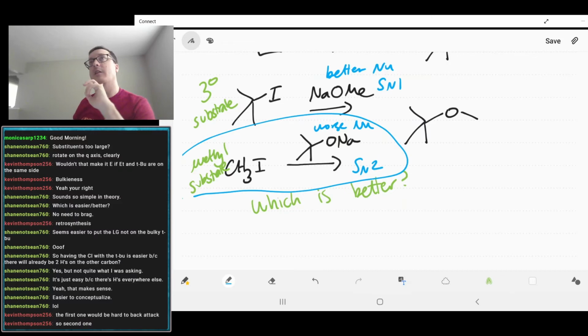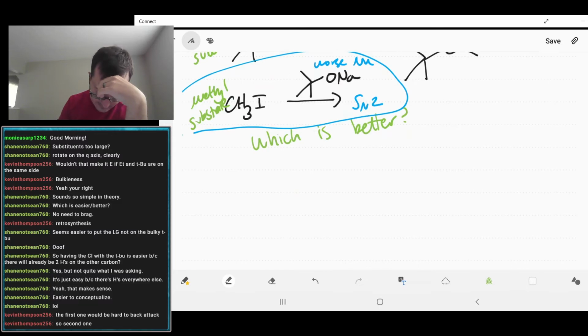So a lot of this stuff you just have to think about. You have to think about what's best here. Do we want to run the risk of elimination with a substitution? Never. We never do. So ideally, we want a nucleophile that's not basic. Or in this case, we have a substrate that is not possible to undergo elimination. So that'll work too.